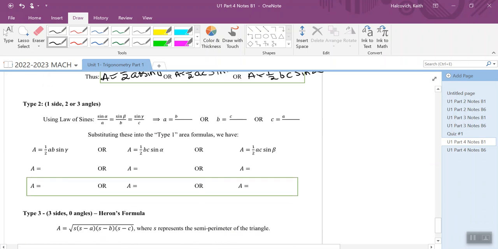There is another type where you're given one side and two angles. If you have two angles, you could find the third one. And it's the same type here using the law of sines. If we cross multiply, we get that A is equal to B times sine alpha divided by sine beta. If we deal with these two here, we get that B is equal to C sine beta over sine gamma. And if we use the first and last, we get C is equal to A times sine gamma over sine alpha.